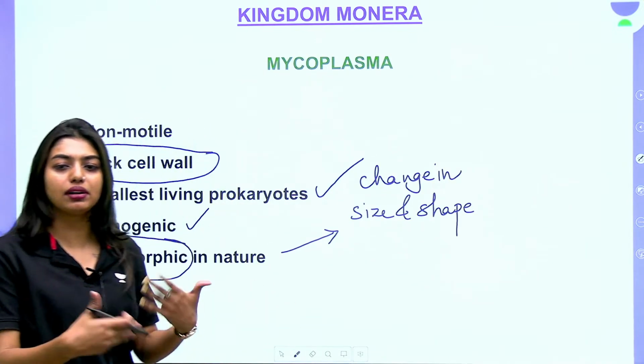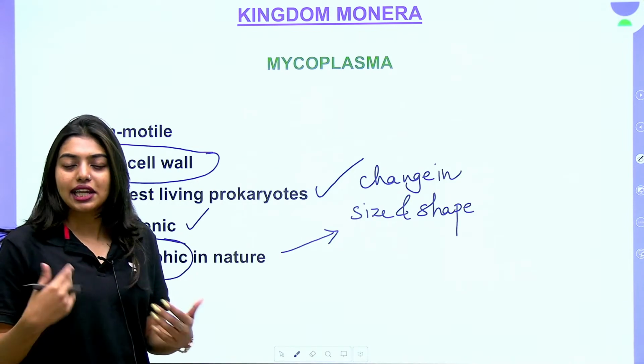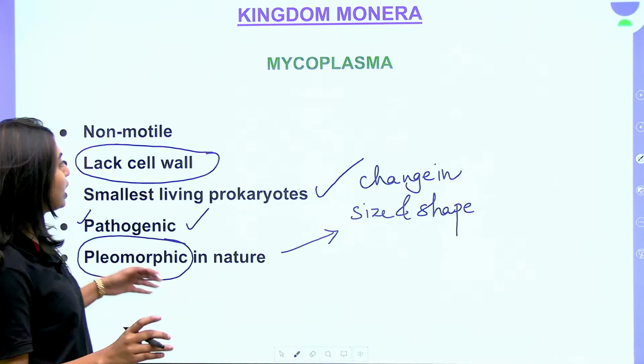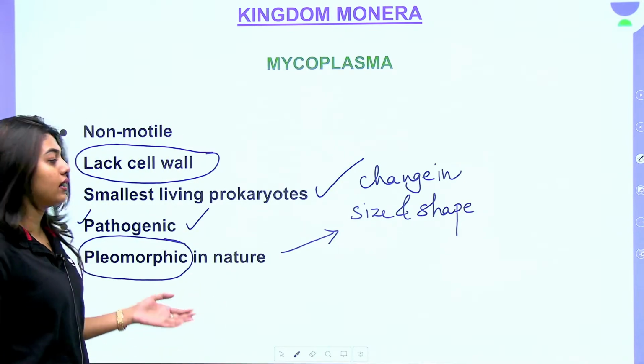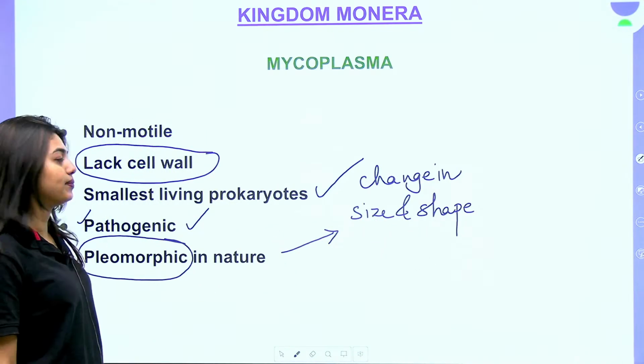Some places they even call them jokers of the kingdom, because jokers keep changing their colors, their moods, everything. Similar to that, we call mycoplasma that also, because they are able to change their size and shape whenever they feel so.